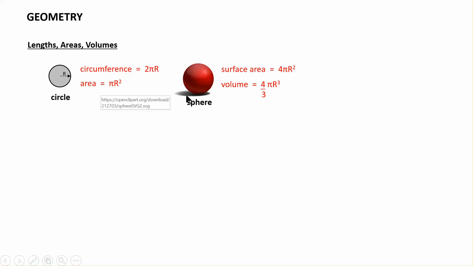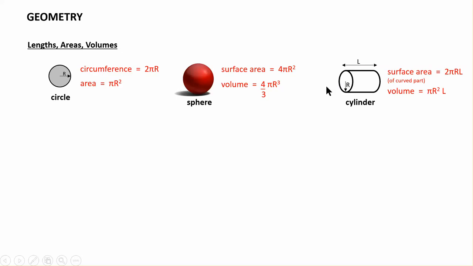If instead of a circle we have a three-dimensional sphere, the surface area of that sphere is given by 4 pi r squared, where r is the radius of the sphere. The volume enclosed by the sphere, you may recall, is 4/3 pi r cubed.